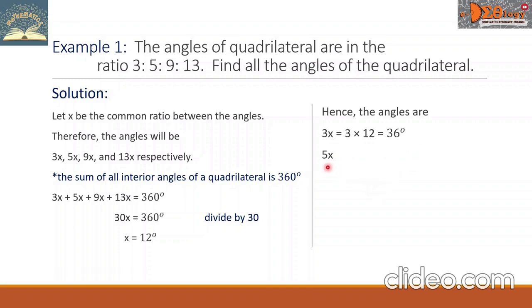Second angle, 5x. So we have 5 times 12, and that is 60 degrees. Third angle, 9x. So we have 9 times 12 equals 108 degrees. Last angle, 13x. We have 13 times 12, and that will be 156 degrees.